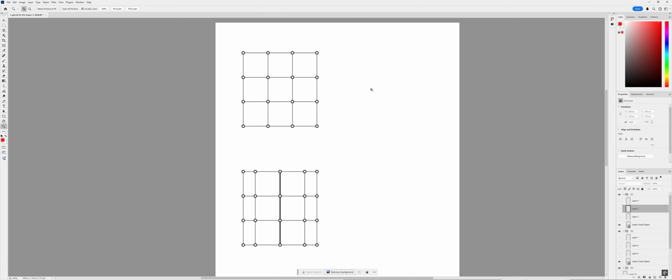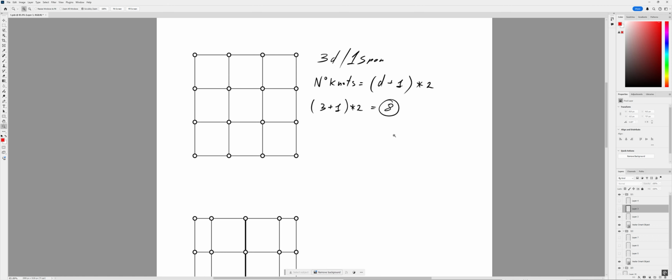So let's start from the beginning, from the first one. This is a 3-degree one-span surface, and the formula for calculating the knot vector is actually very simple. Amount of degrees plus 1 multiplied by 2.